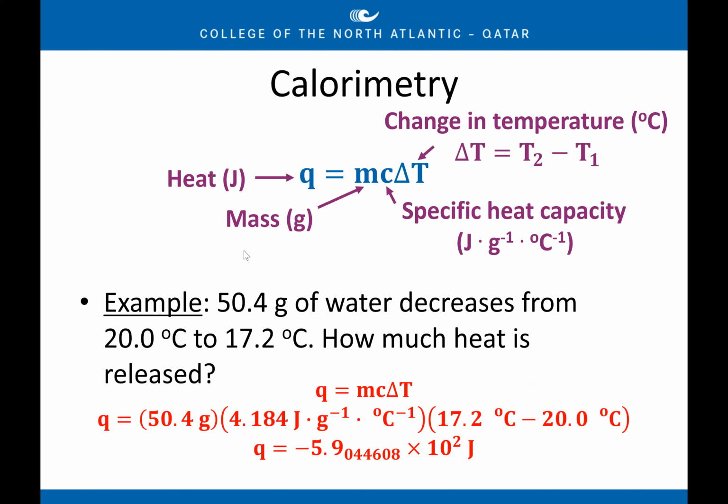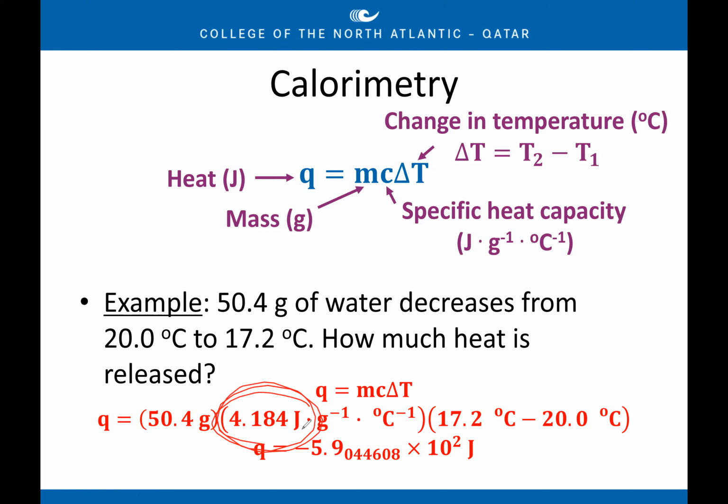Q meaning heat, M meaning the mass of the surroundings, like the mass of what your thermometer is in. Delta T is your change in temperature. It's always T final minus T initial, T2 minus T1. And C is your specific heat capacity. When you're dealing with an aqueous solution, we typically assume that the specific heat capacity is the same as water.